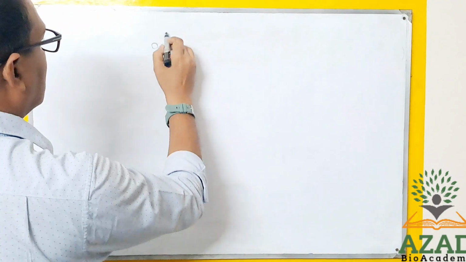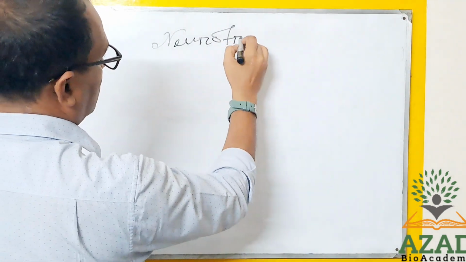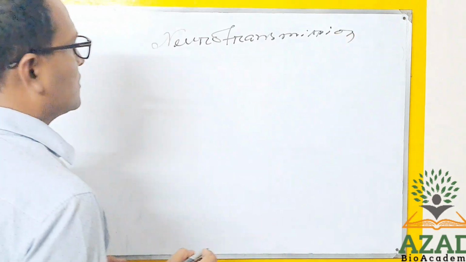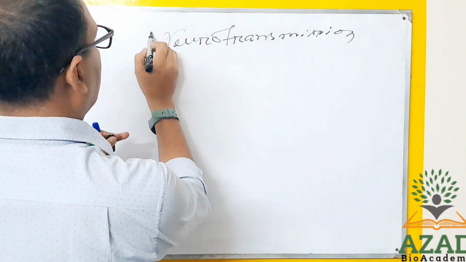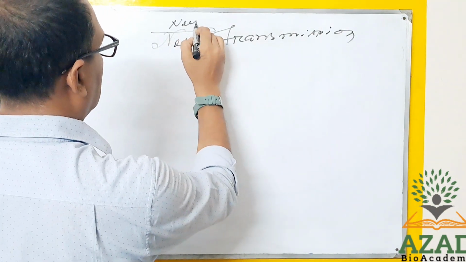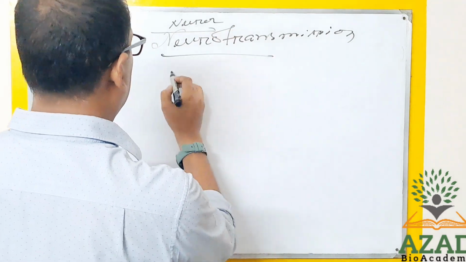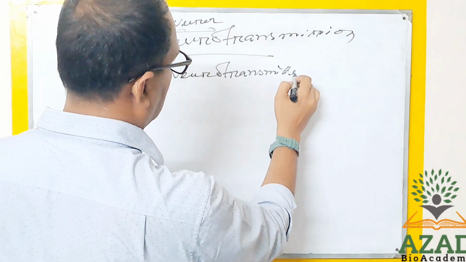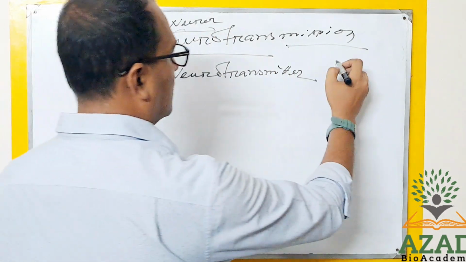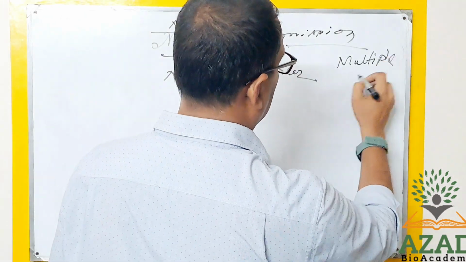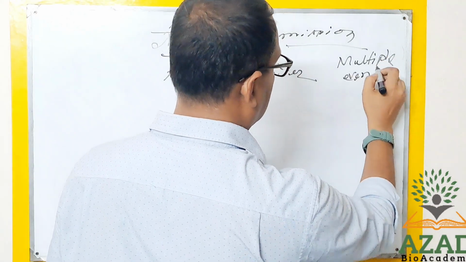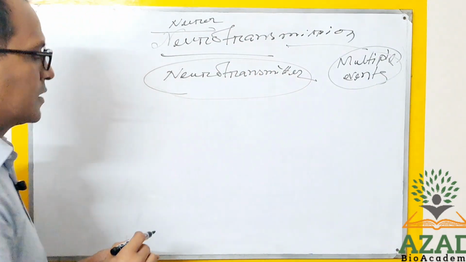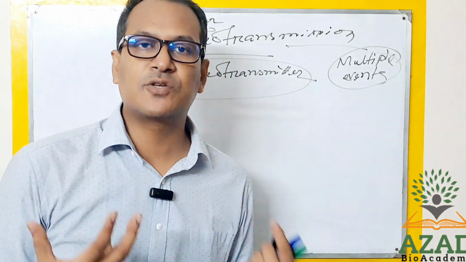Okay, so firstly today's topic is neurotransmission. You can elaborate it, you can fraction what is a neuron, or neurotransmitter, or this is the mission. So this is multiple events like that. Okay, so firstly you have to know the neurotransmitter. What does it mean? Neurotransmitter is a chemical messenger.